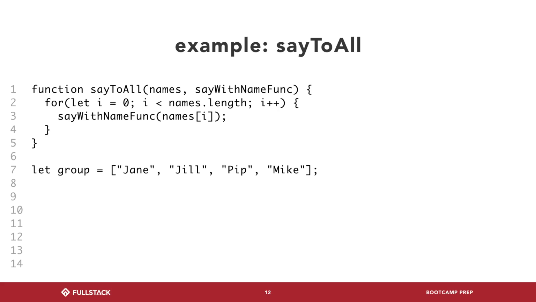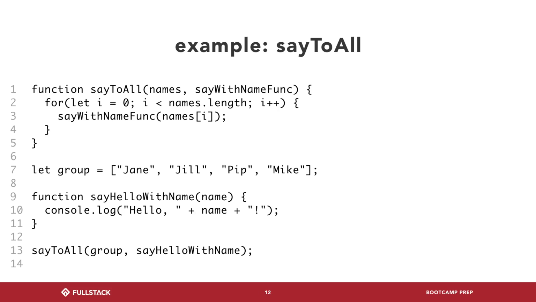Let's say I have a list of people, in this case under line 7 there, the group variable. I have a list of names, right? And I have this higher order function on line 1 that says, hey, take in something called names, and take in func. What I'll do is go through every single name in that list, and I'll call func with that name.